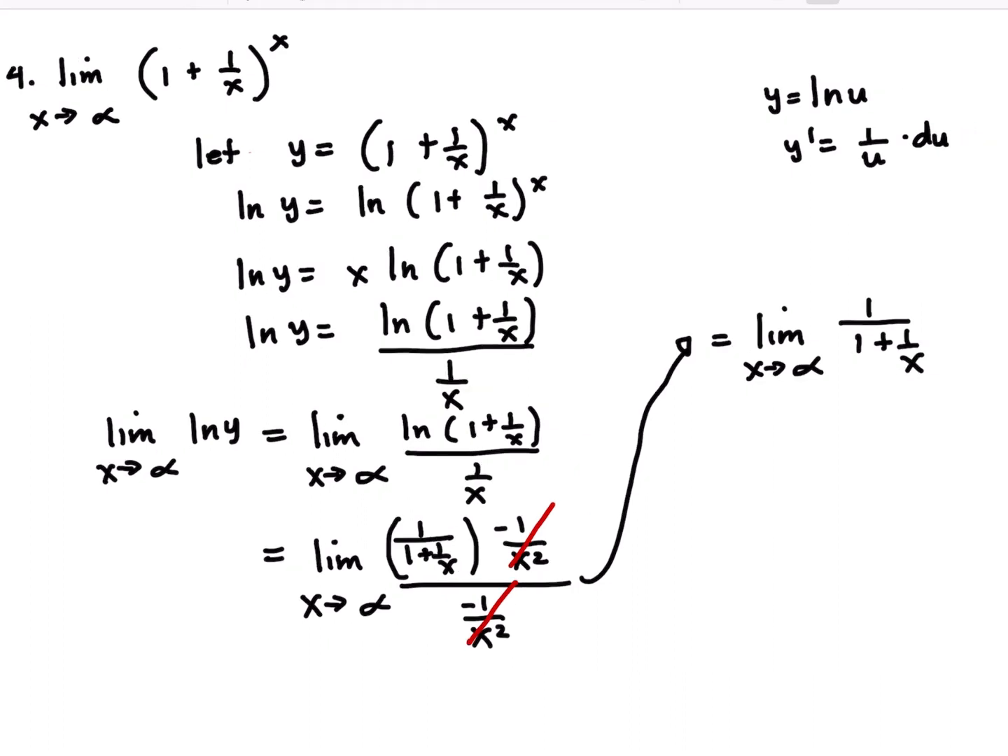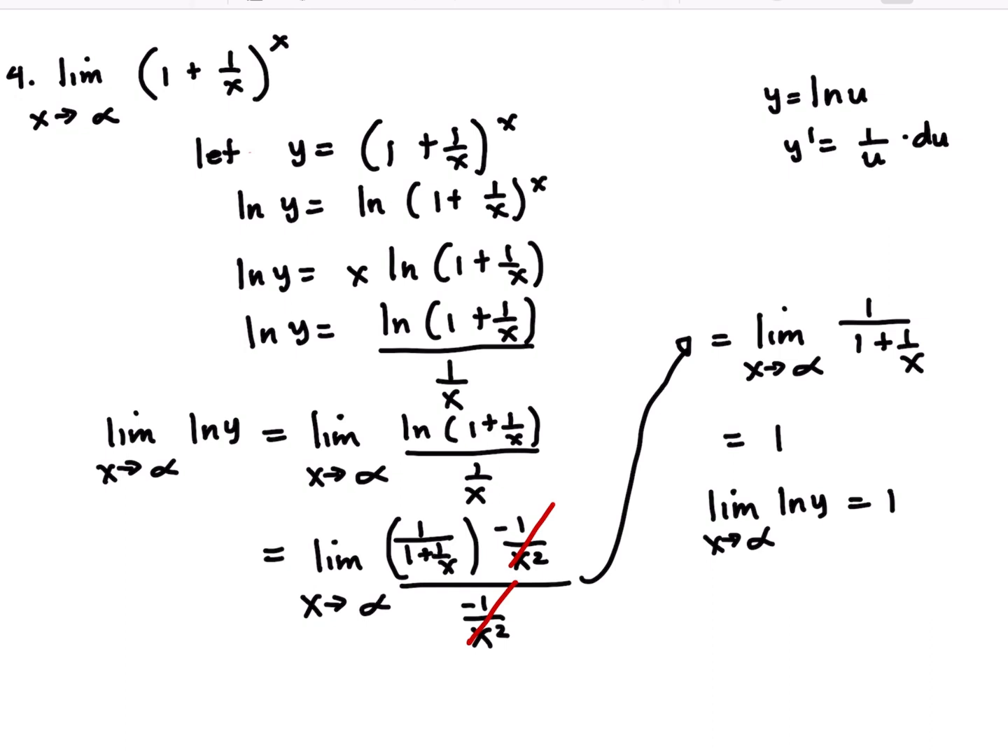So this is no longer of the indeterminate form. So let's look at how this behaves as x approaches infinity, or as x gets increasingly large. If x here gets increasingly large, what happens to this ratio? This one gets closer and closer to 0. And therefore, the limit of 1 over 1 plus 1 over x is equal to 1. So let's go back. The limit, therefore, of ln of y as x approaches infinity is equal to 1.